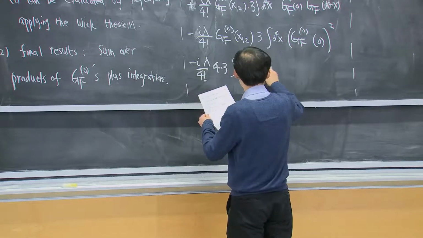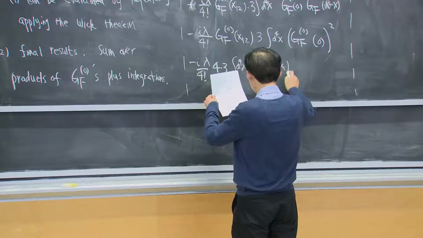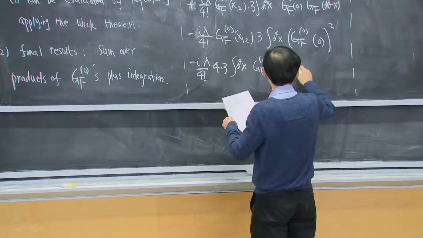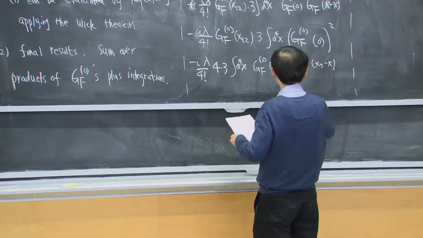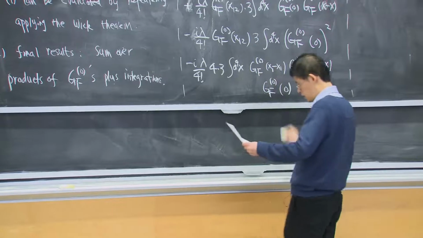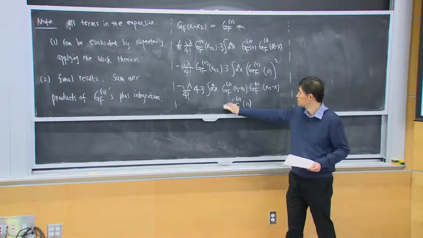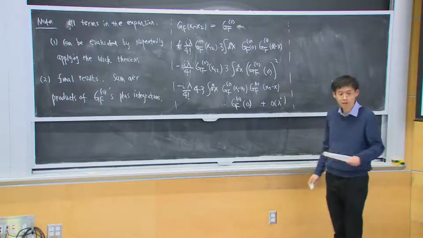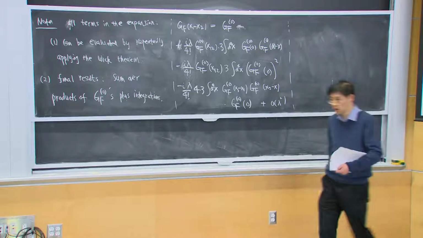Then we have here G_F(0, x minus x1), so x1 minus x, it doesn't matter, and G_F(0, x2 minus x). And then the last one just contracts with itself, just again G_F(0, 0). Times, and then all the λ squared. Okay. So these are the explicit expressions.